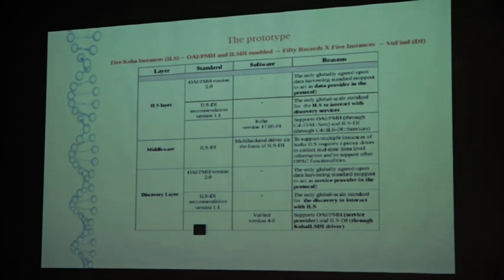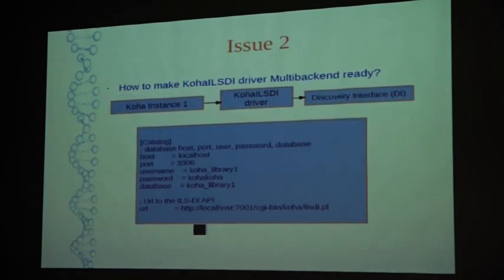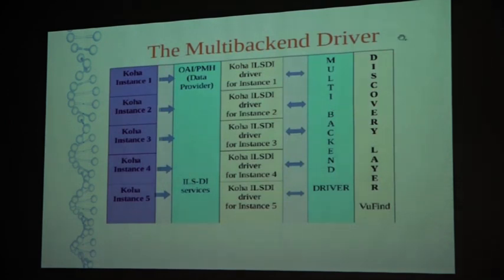So this is the architecture we are using, but this is the real problem we faced. By default, one particular library may have one ILS-DI driver to interact with the discovery interface. But we are thinking of n number of libraries, an array of libraries, with a single ILS driver for each. Then how can it interact with the discovery interface? So we developed a multi-backend driver here. This multi-backend driver acts like a proxy driver. The moment the discovery interface queries something to my ILS, the multi-backend driver, depending on the library code, forwards it to driver 1.